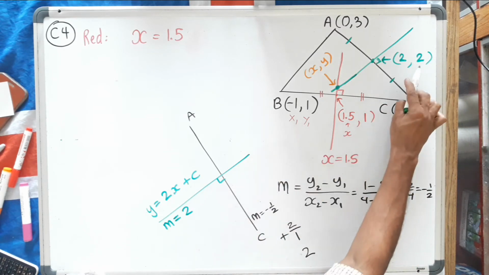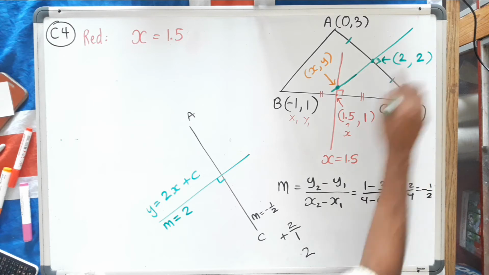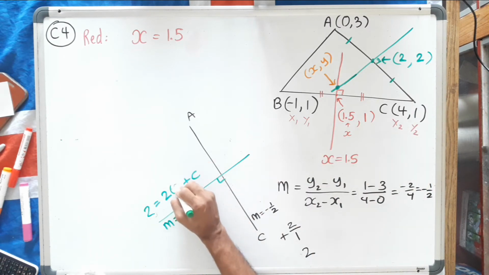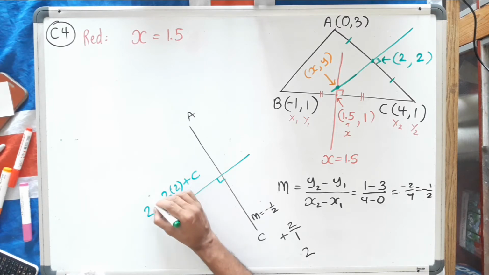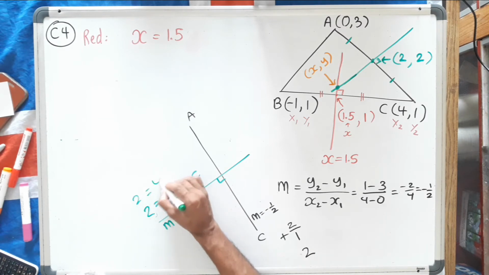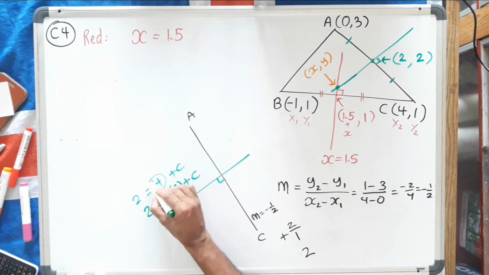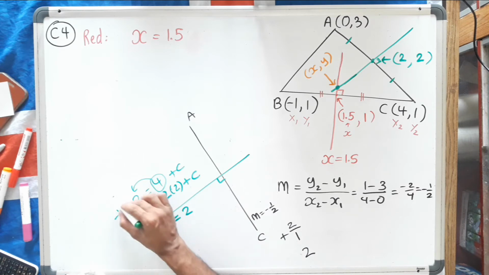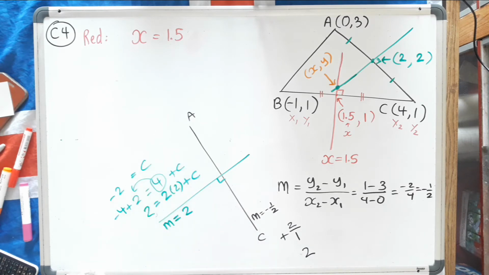So now we have a point to put in here. X is 2, y is 2. Y is 2, x is 2. I'm going to work upwards here. 2 by 2 is 4 plus c. Throw across positive 4, you get minus 4. So that means c is minus 2.